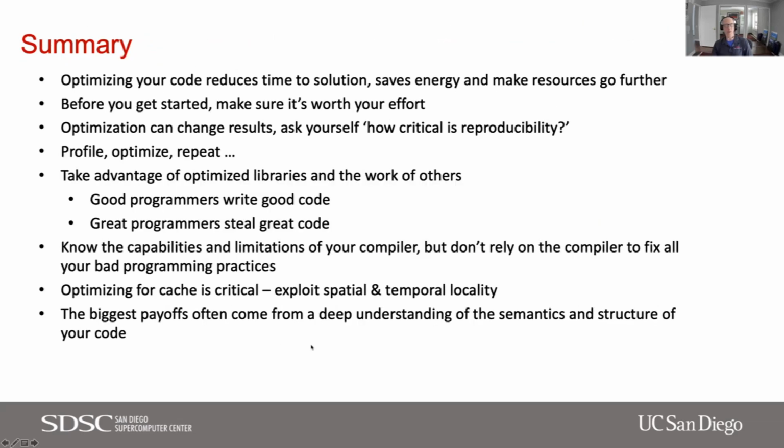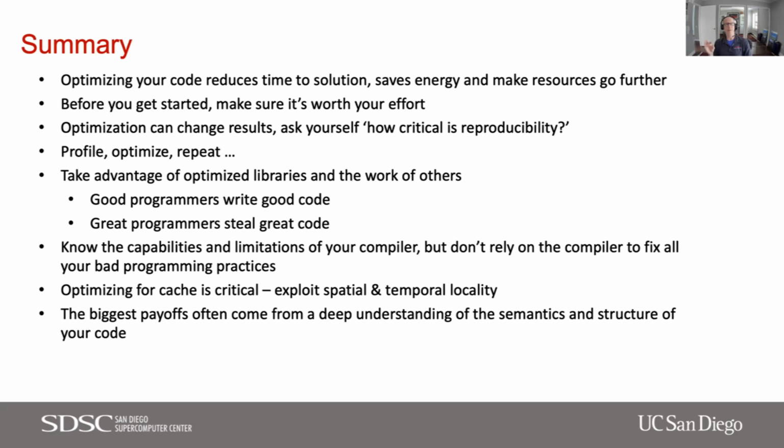So with that, I'm just going to start wrapping things up. Have a little summary. Optimizing your code reduces time to solution. It can save energy. It can make your compute resources go further. Before you get started, optimize your code. Make sure it's worth your effort. How heavily is the code used? Is it going to help you get your science done quicker? If it's a code that runs in the blink of an eye, say 10 seconds, and you just need to run it every now and then, don't bother optimizing. But if it's taking hours or days or months to run, yeah, then you probably want to optimize the code.